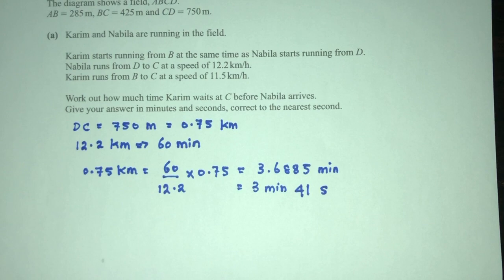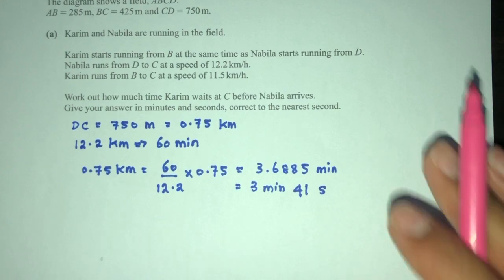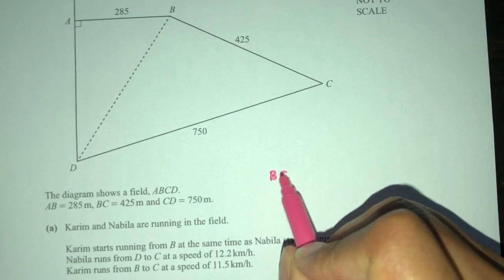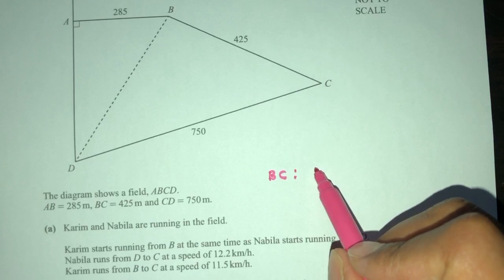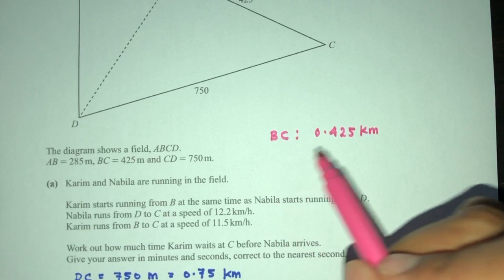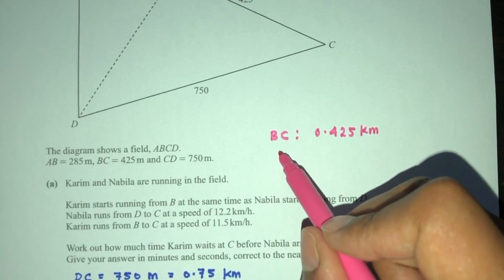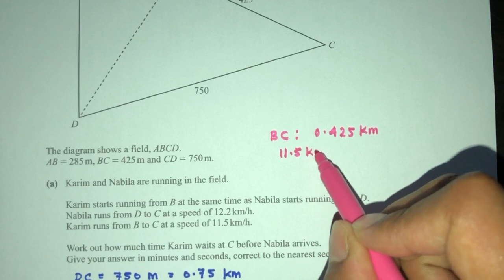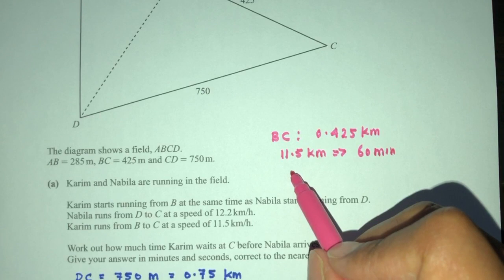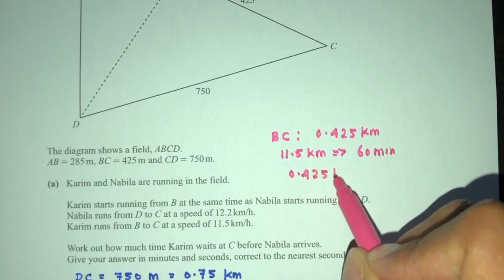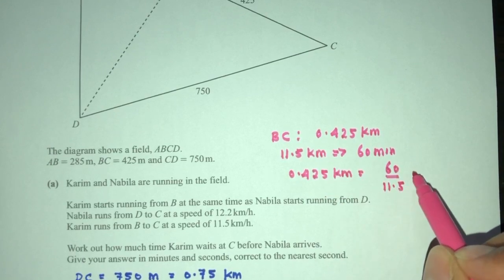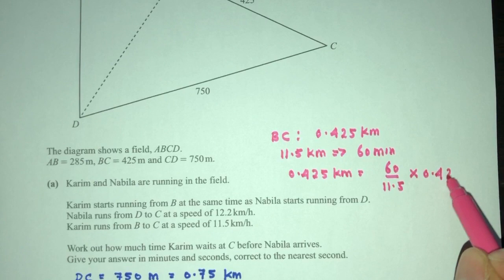Now we have to find the time taken by Karim by using the same logic here. So we know Karim runs from B to C. So B to C, distance is 425 meters, which is 0.425 km, right? Now, same logic using the speed, we would say he runs 11.5 km in 1 hour, which is 60 minutes. So he will run 0.425 km in 60 minutes divided by 11.5. This is the ratio times 0.425.